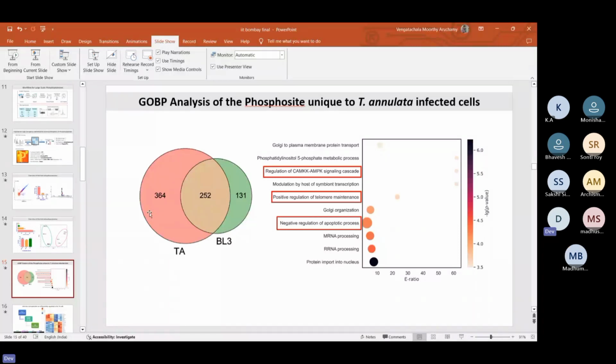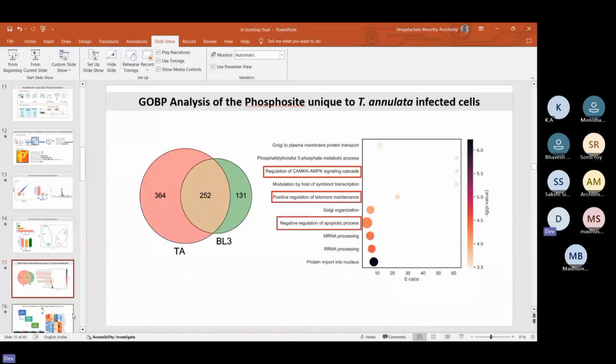And when we performed a GOBP analysis of these unique sites present upon infection, we found that many different pathways have been identified as differentially regulated, out of which I have highlighted three: regulation of CAMK and AMPK signaling, positive regulation of telomere maintenance, as well as negative regulation of apoptotic process. This in turn says that these pathways are part of the cancerous phenotype, and they are ultimately responsible for the cancerous phenotype.